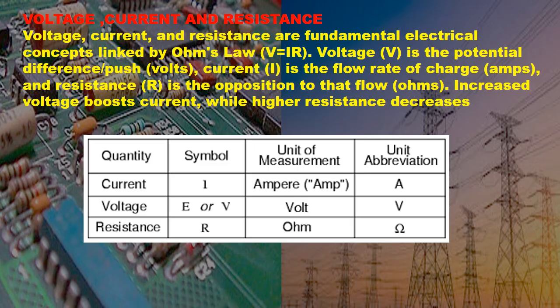So current is directly proportional to voltage and inversely proportional to resistance. The higher the resistance, the lesser the current. The higher the voltage, the higher the current. So this is what it means. That's basically what Ohm's law is stating. Quantity, current, voltage, symbol, unit of measurement, and unit abbreviation on this side here.